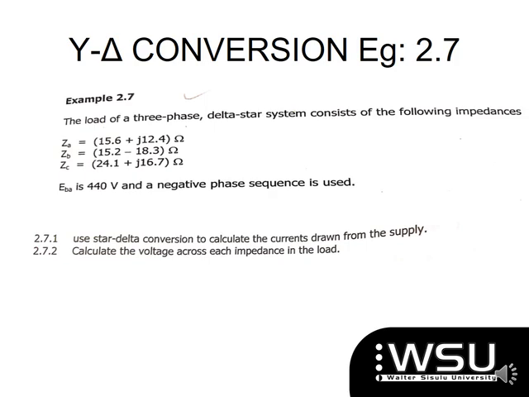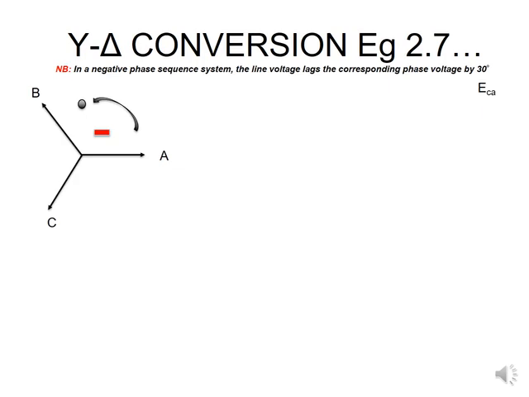So that is not given, but you must be able to see from the question and deduce what your EAB actually is. They say we must use your star delta conversion to calculate the currents drawn from the supply, and then calculate the voltage across each impedance in the load. So there I can go and draw in my negative phase sequence. I put in my voltages in there, and as I've said, your EAB is simply that EBA on the other side, okay? So it's at 180 degrees.